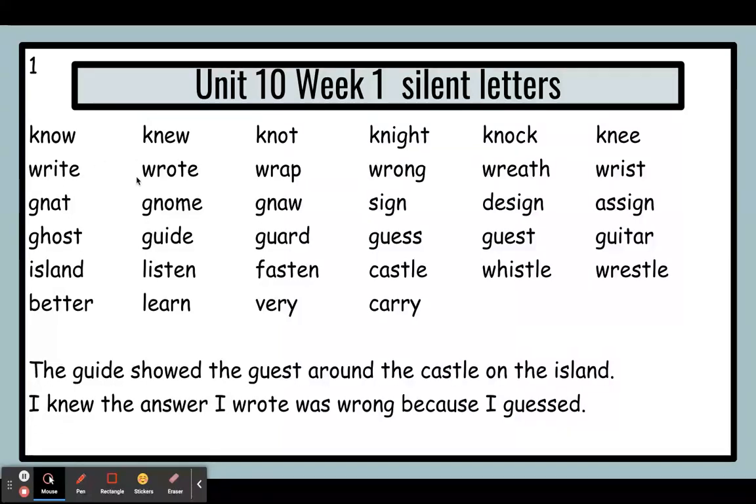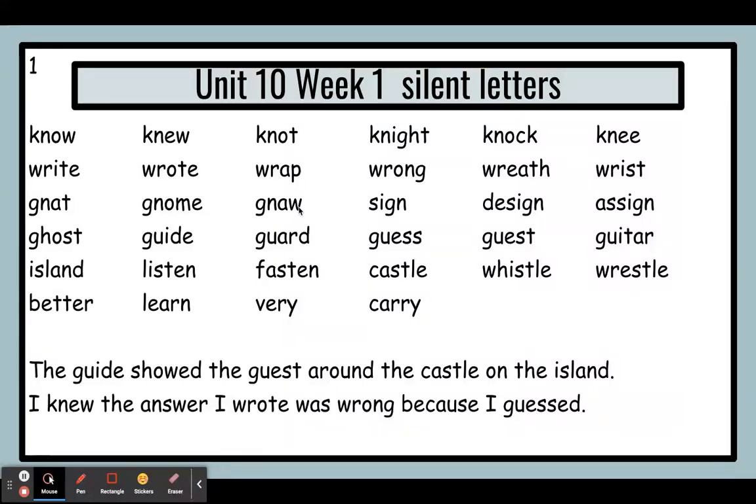Let's read this line. Right, wrote, wrap, wrong, wreath, wrist. Okay, the next line is the GN spelling pattern. The G is silent, and we just hear that N sound. Let's go ahead. N-A, gnat, gnat. N-O, gnome, gnome.